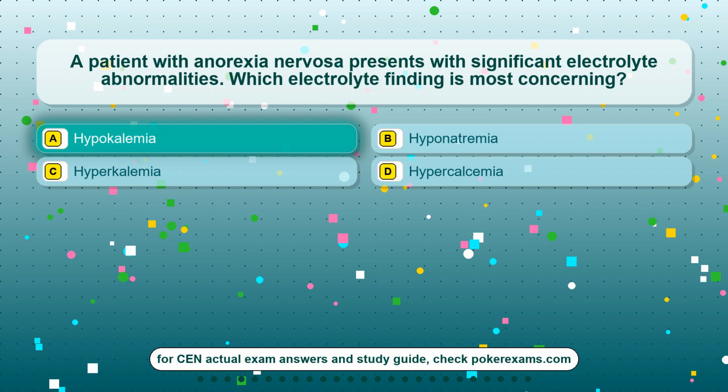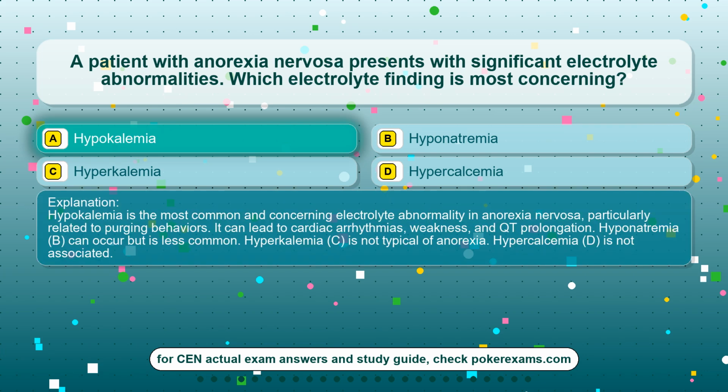The correct answer is option A. Hypokalemia. Hypokalemia is the most common and concerning electrolyte abnormality in anorexia nervosa, particularly related to purging behaviors. It can lead to cardiac arrhythmias, weakness, and QT prolongation. Hyponatremia, B, can occur but is less common. Hyperkalemia, C, is not typical of anorexia. Hypercalcemia, D, is not associated.